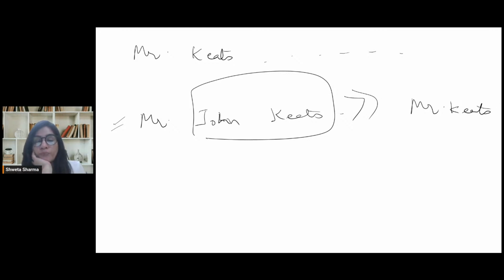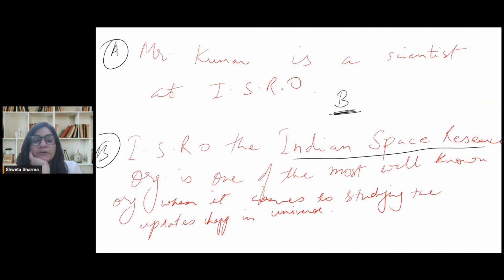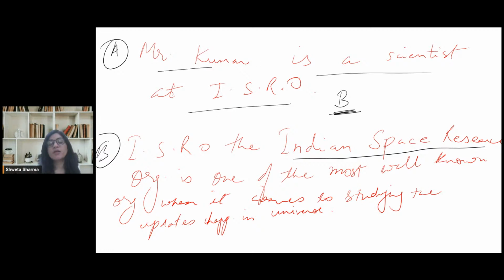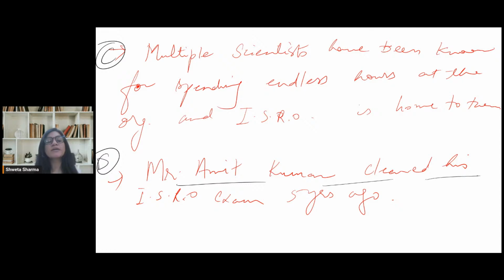So here too, when I'm saying Mr. Kumar, okay, the sentence which says Mr. Kumar is a scientist at ISRO. And here is the sentence says Mr. Amit Kumar cleared his ISRO exam 5 years ago. Multiple scientists have been known to this. So naturally, D or A में D should come first, like before A.